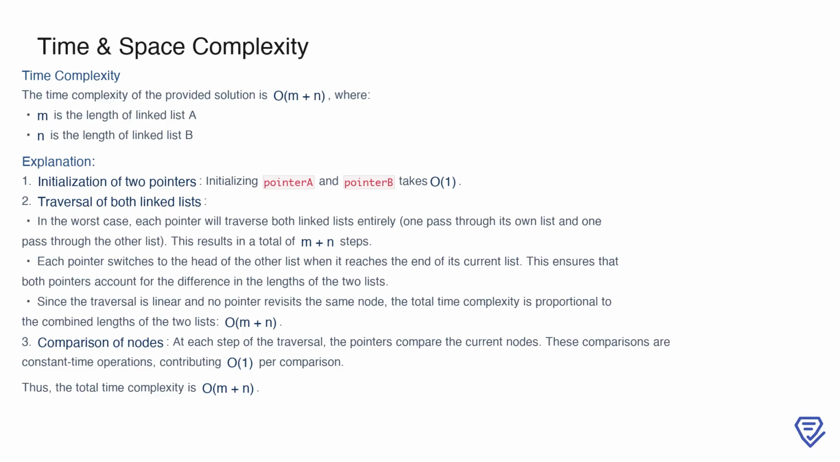The switching mechanism ensures that both pointers account for any difference in the lengths of the two lists and guarantees that they meet at the intersection node or both reach the ends simultaneously. During this traversal, the comparison of nodes at each step is a constant time operation, O(1), per comparison. Combining these factors, the overall time complexity of the algorithm is O(m plus n).